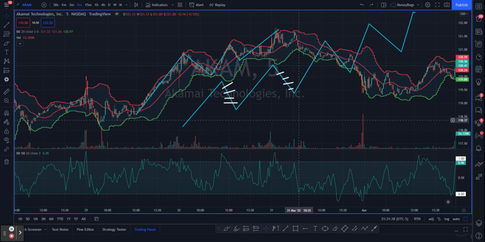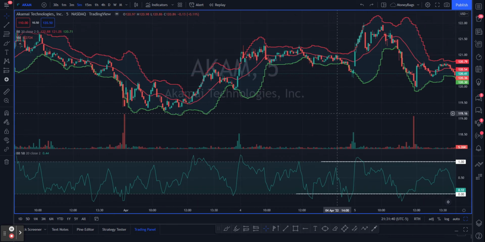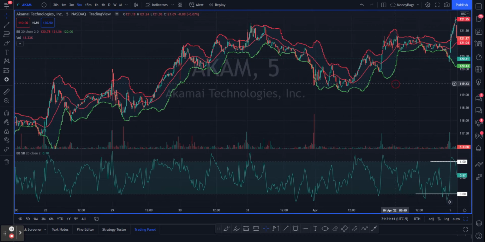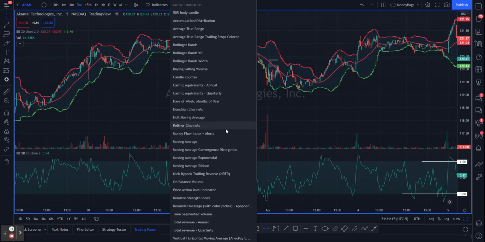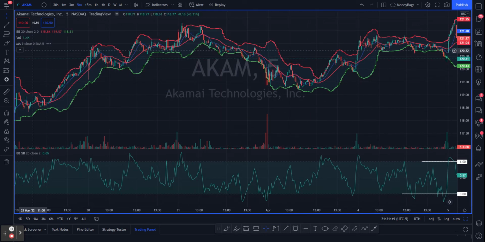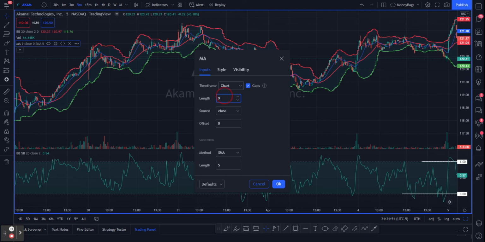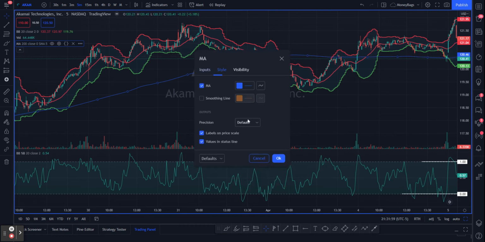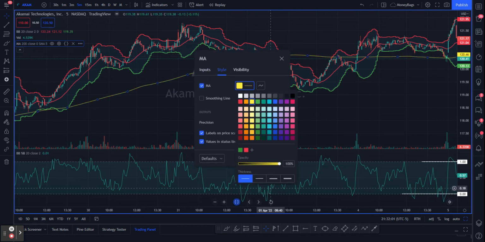All right. So let's look at this. How can we filter out which direction of trade we should be taking? We're going to do that by adding a longer period moving average. We're going to add a 200 period moving average. All right. So this Bollinger Band is a 20 period. This is a 200 period. We're going to make it big and yellow.